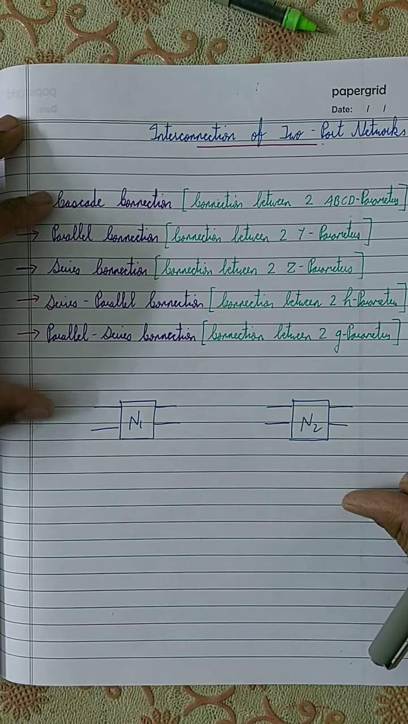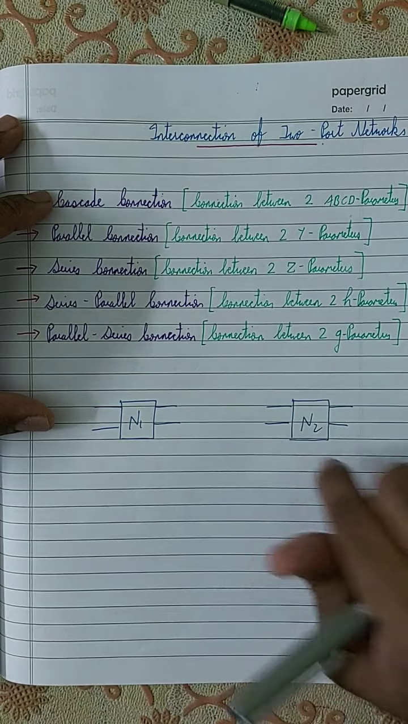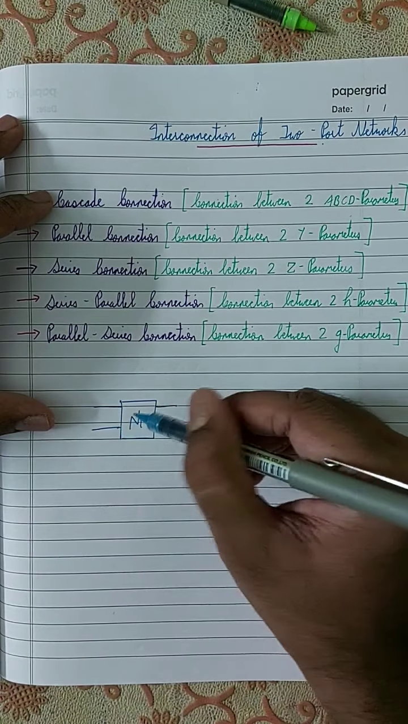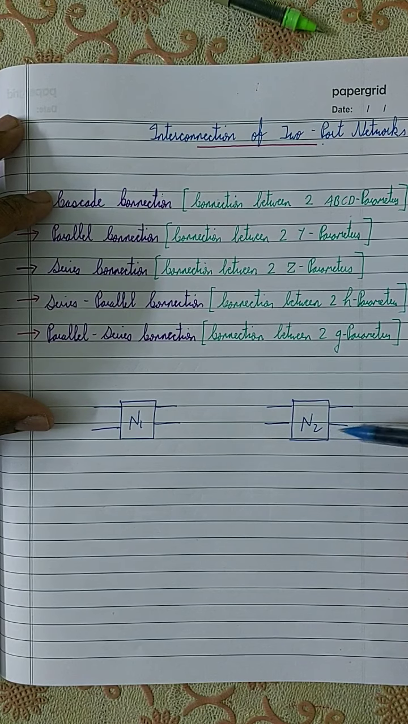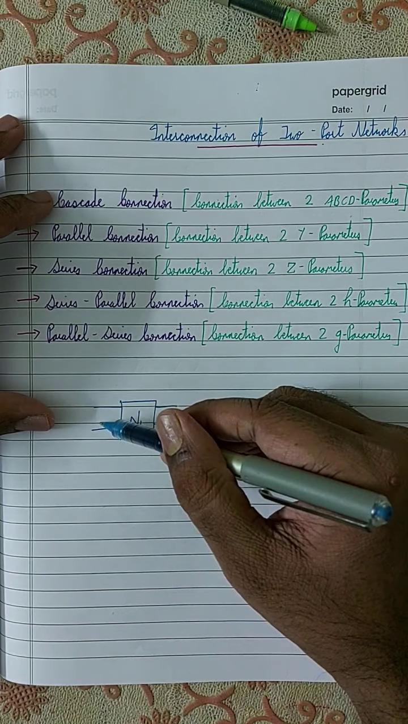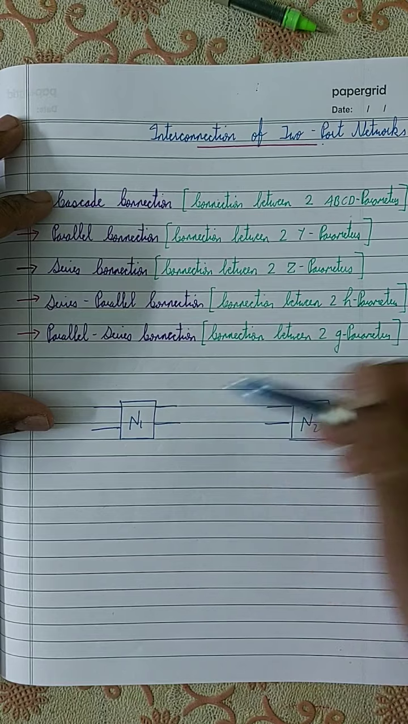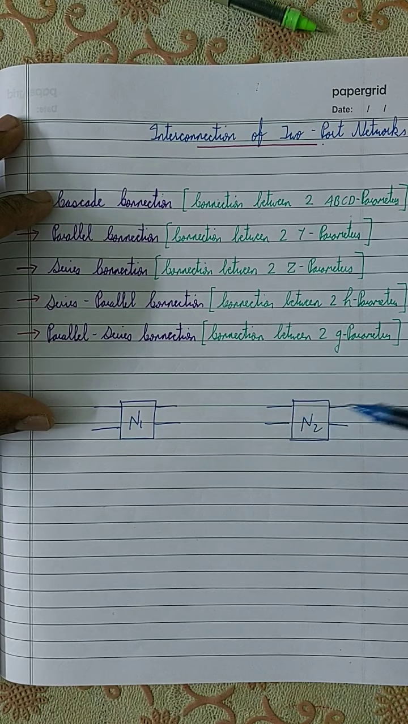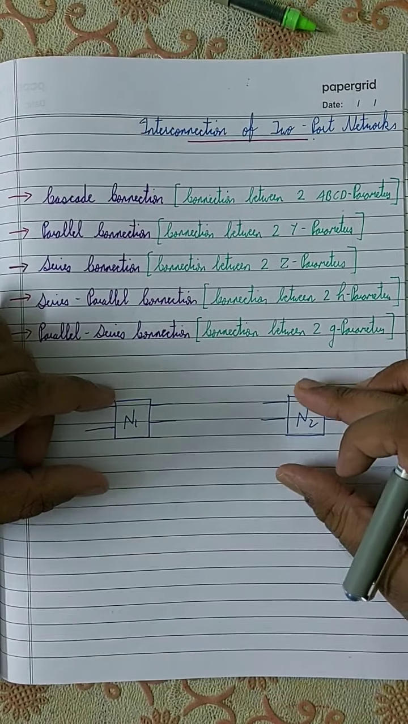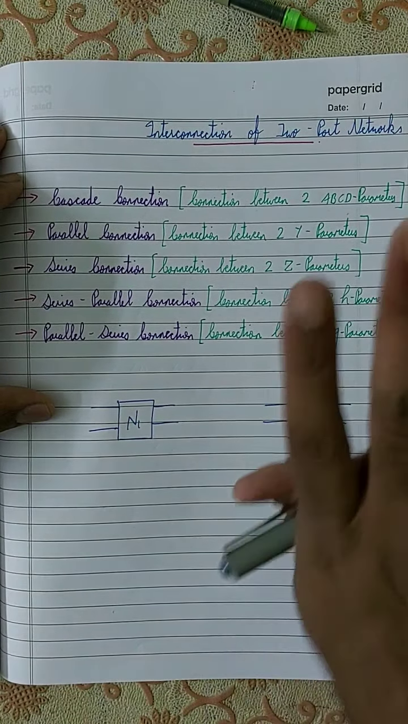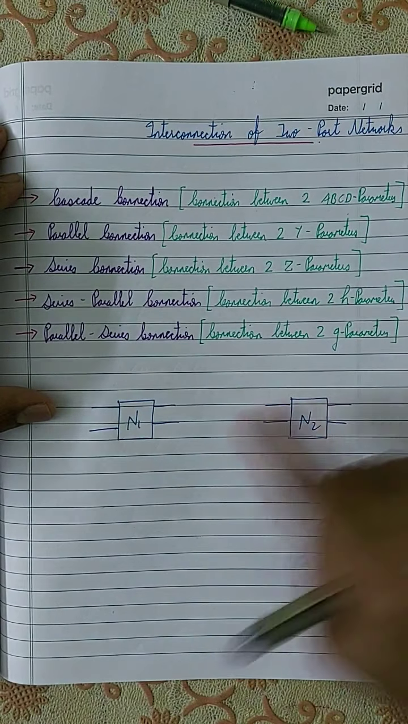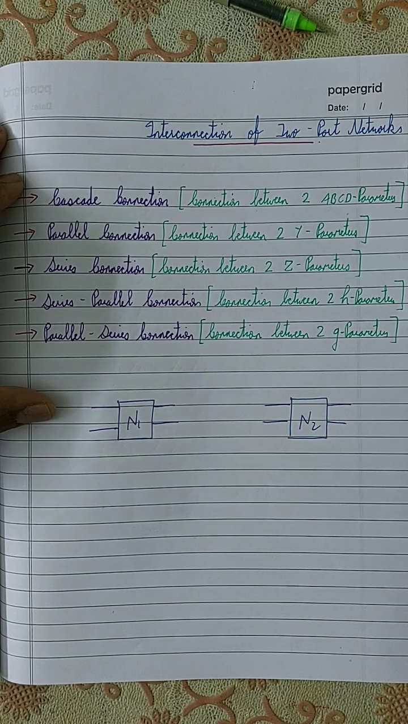equations. Here we know that for a two-port network, each port is represented by two signal lines. You see these two ports: this is the input port of N1, this is the output port of N1, this is the input port of network N2, and this is the output port of network N2. So how can these two-port networks be connected together? How can we join both of them? There are 5 ways of connecting any two-port networks.